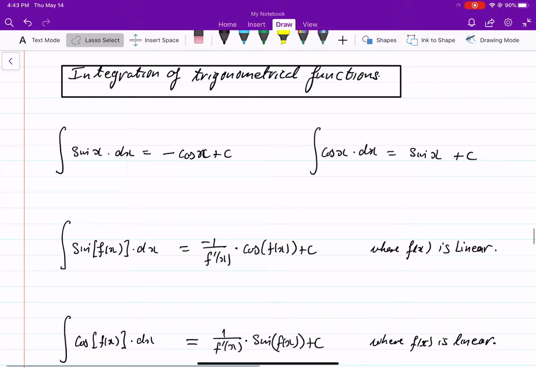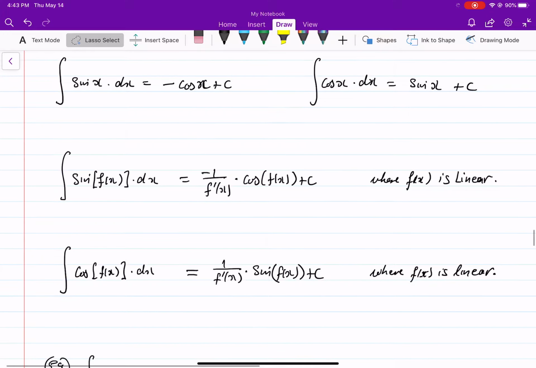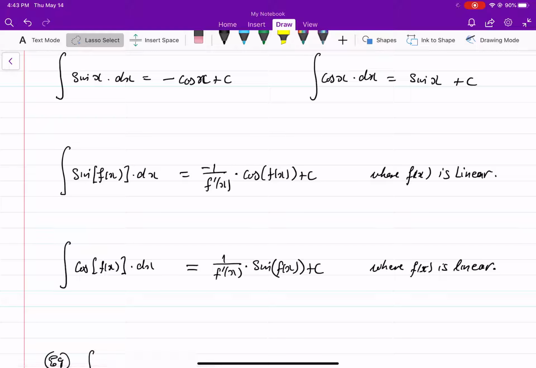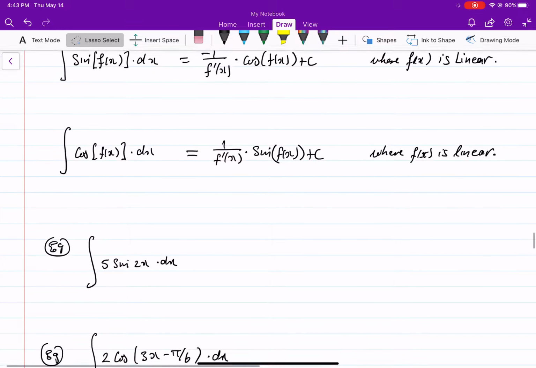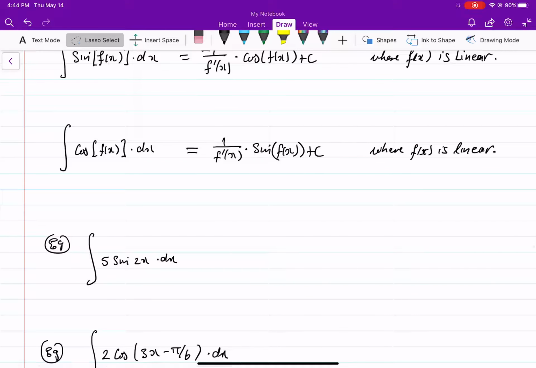Integral of sine x gives minus cos x plus c. Integral of cos x gives sine x plus c. Integral of the sine of f of x dx gives me minus 1 upon f prime of x times the cos of f of x plus c. F of x must be linear. Integral of cos of f of x dx is 1 upon f prime of x times the sine of f of x plus c. Again, f of x must be linear.